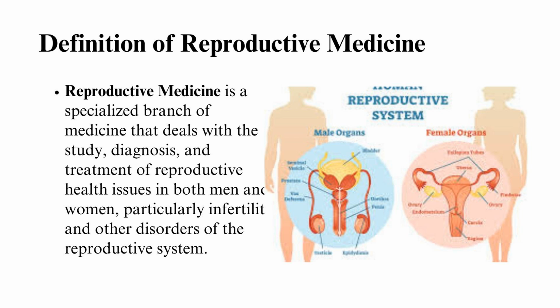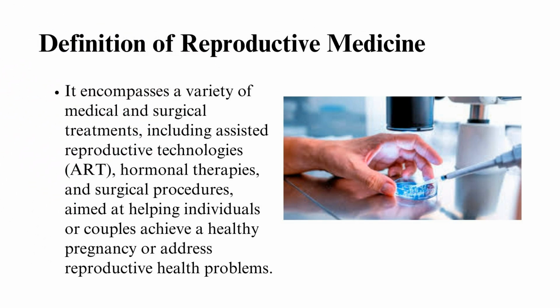Definition of reproductive medicine. Reproductive medicine is a specialized branch of medicine that deals with the study, diagnosis, and treatment of reproductive health issues in both men and women, particularly infertility and other disorders of the reproductive system. It encompasses a variety of medical and surgical treatments, including assisted reproductive technologies, ART, hormonal therapies, and surgical procedures aimed at helping individuals or couples achieve a healthy pregnancy or address reproductive health problems. The field combines several disciplines, including gynecology, endocrinology, urology, andrology, genetics, and obstetrics.